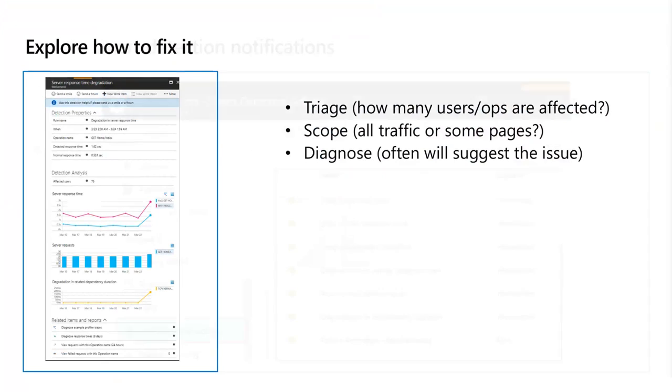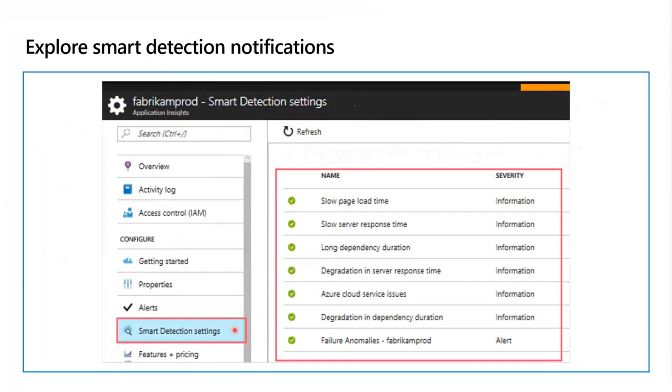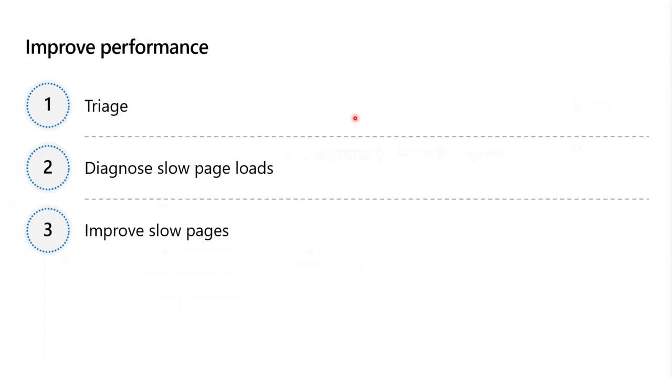Actually, there's another tool known as smart detection. With smart detection, again, we can get information such as slow page load time, slow server response time, long dependency duration, or even degradation in server response time. And all of this is to improve the performance. So once we have diagnosed something, we can react or we can monitor those specific parts.